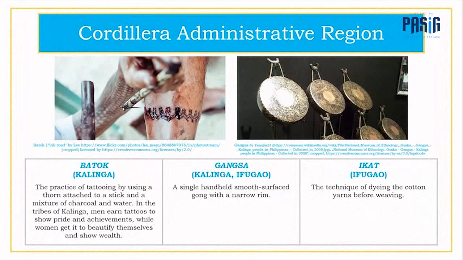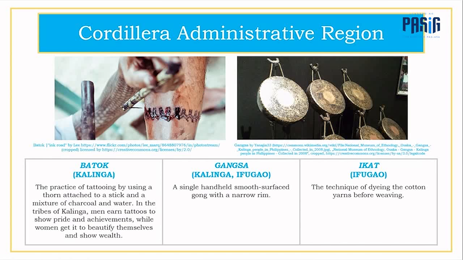The Cordillera Administrative Region. Batok from Kalinga. This is the practice of tattooing by using a thorn attached to a stick and a mixture of charcoal and water. In the tribes of Kalinga, men earn tattoos to show pride and achievements, while women get it to beautify themselves and show wealth. This practice garnered attention locally and internationally because of Wang-od Oggay, the oldest and considered to be the last practitioner of Batok.